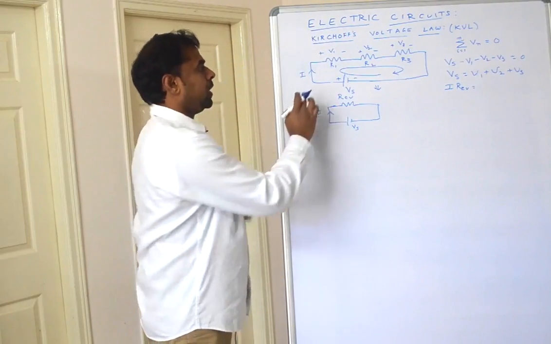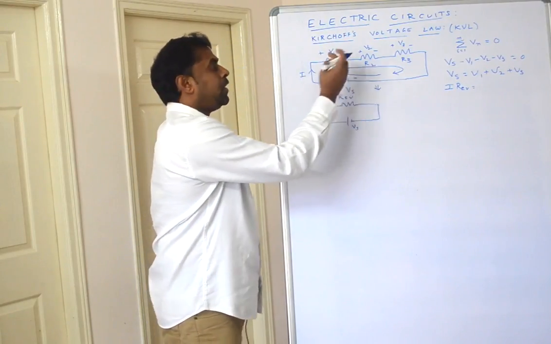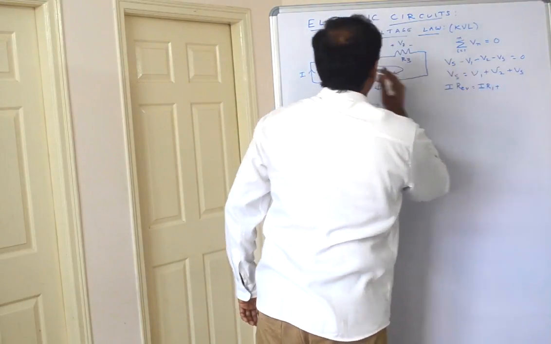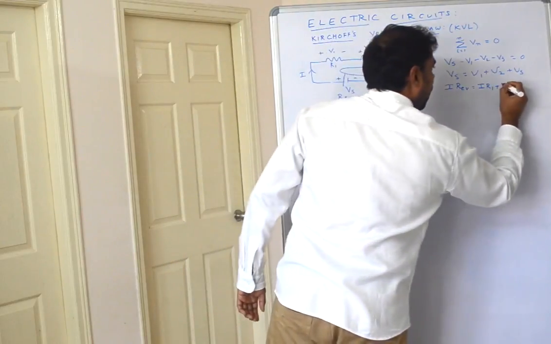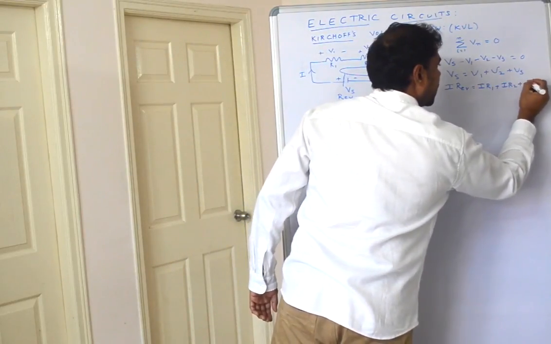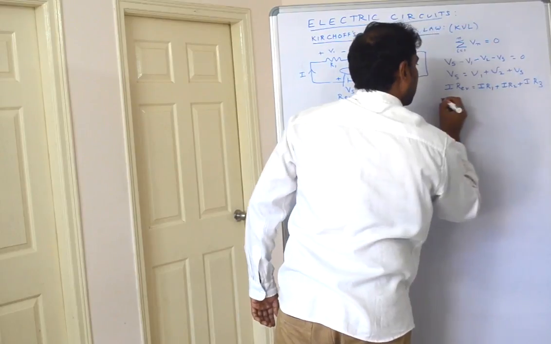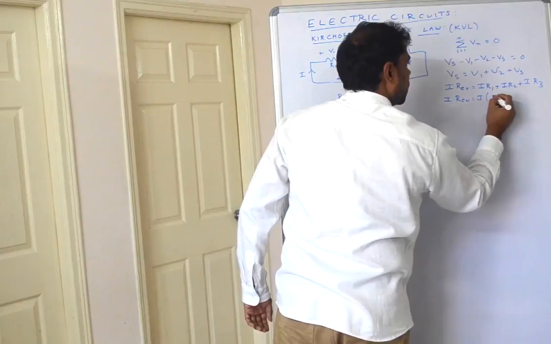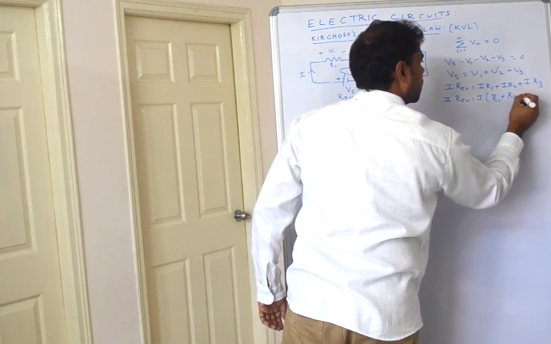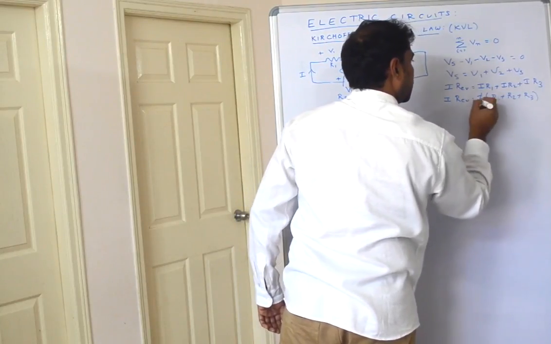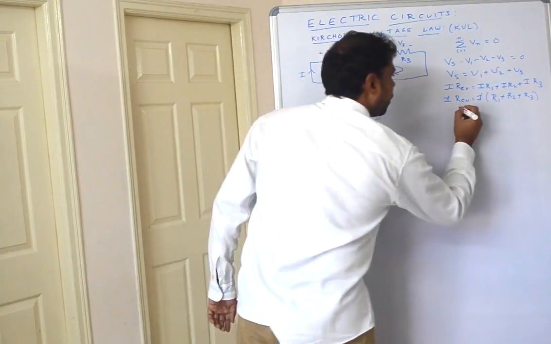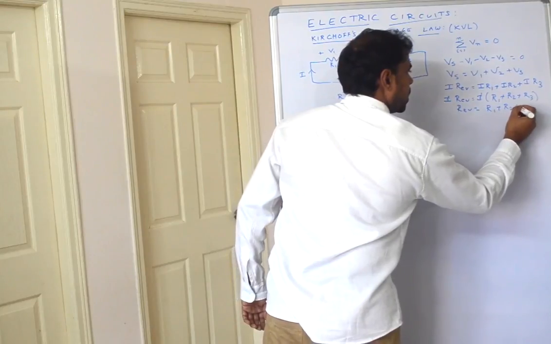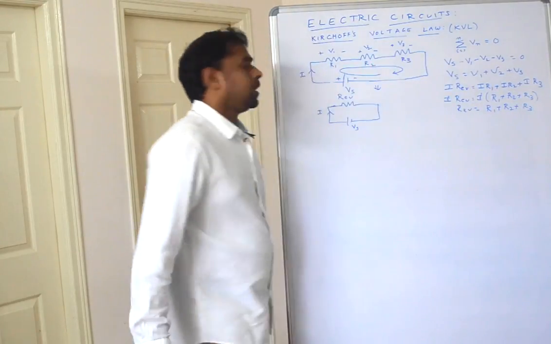What is the current flowing? Current I is flowing through it, so V1 is I into R1. V2 is nothing but I into R2. V3 is nothing but I into R3. So if I cancel I and I, R equivalent is nothing but R1 plus R2 plus R3.